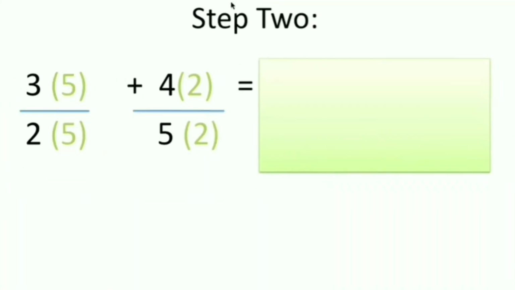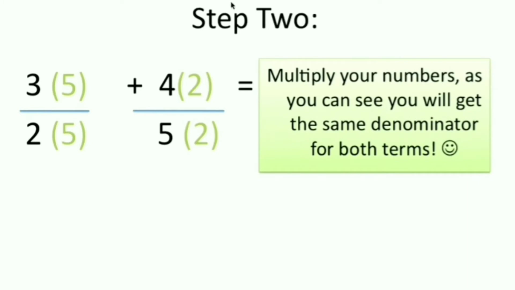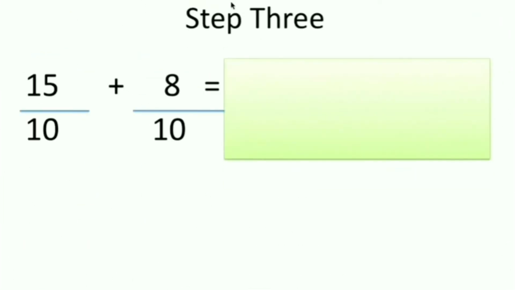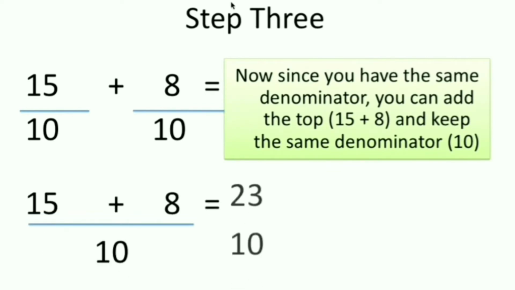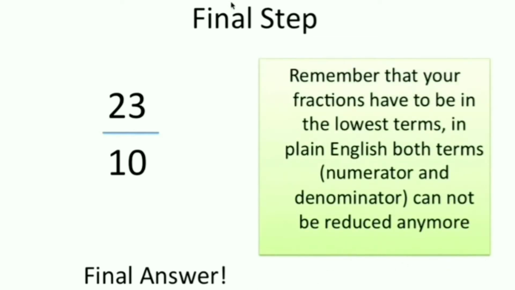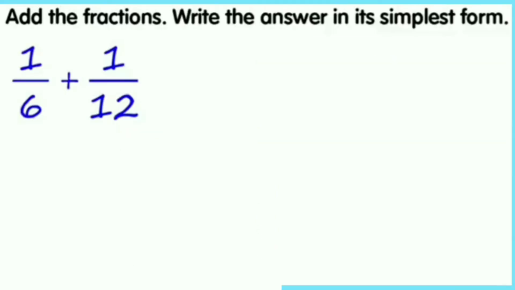Multiply your numbers. As you can see, you will get the same denominator for both terms. Now, since you have the same denominator, you can add the numerators, right? 15 plus 8 is 23 and the denominator remains the same, 10. So here our answer is 23 upon 10. The last step we need to do is that your fractions have to be in the lowest terms. In this case, 23 by 10 cannot be reduced more.